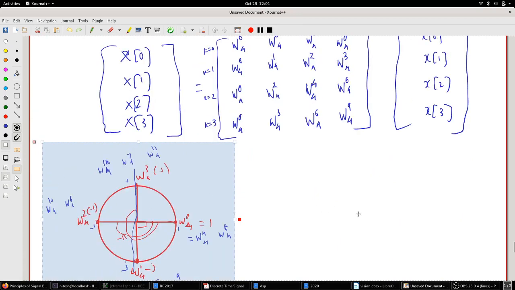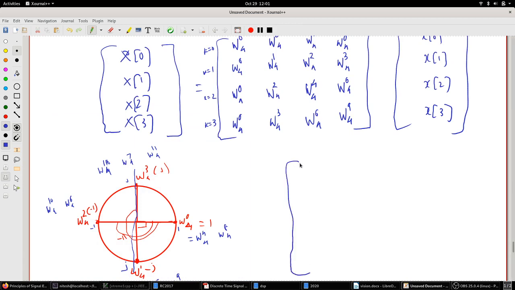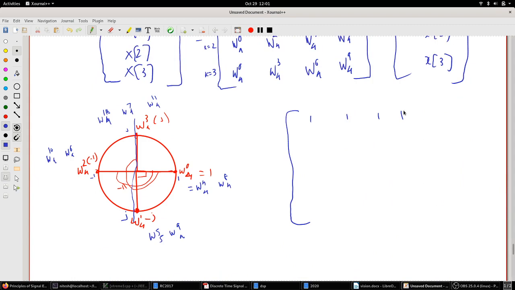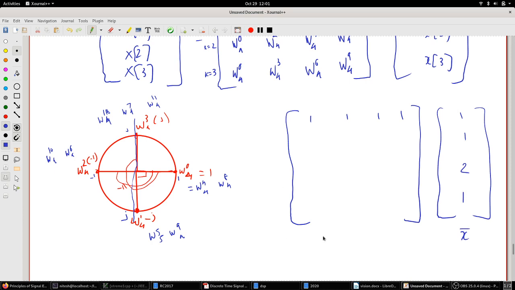So my W matrix here will look something like this, which is 1, 1, 1 and 1. What is my X matrix? It's 1, 1, 2, 1, right? 1, 1, 2, 1. Okay, this is my x bar vector. So this is my W matrix. So this is 1, 1, 1, right?